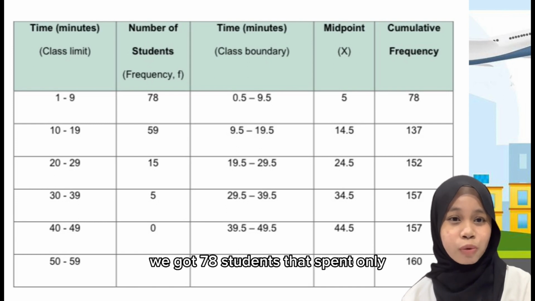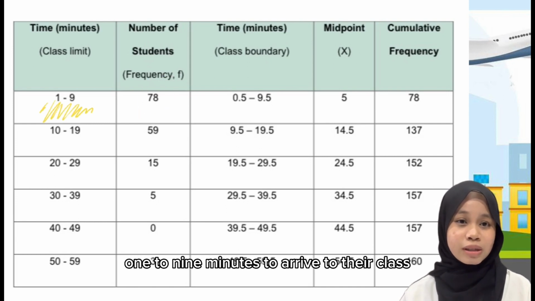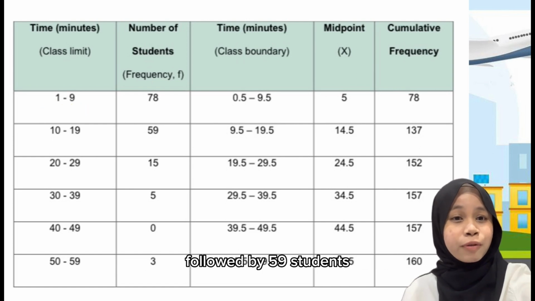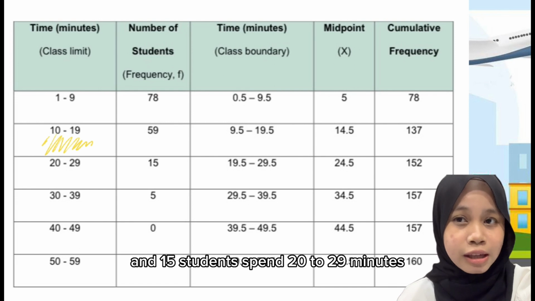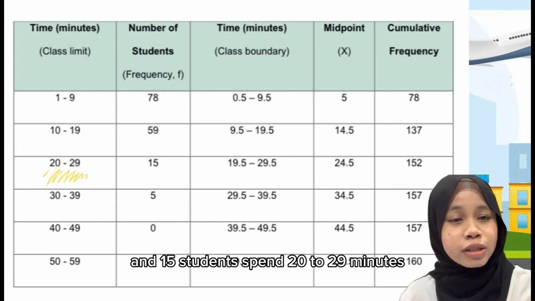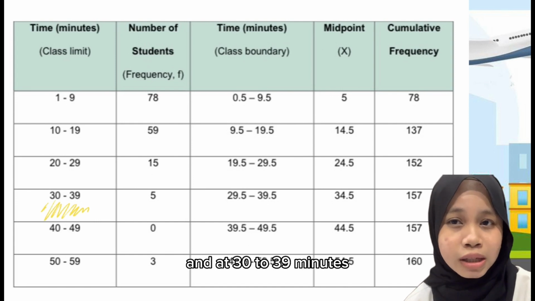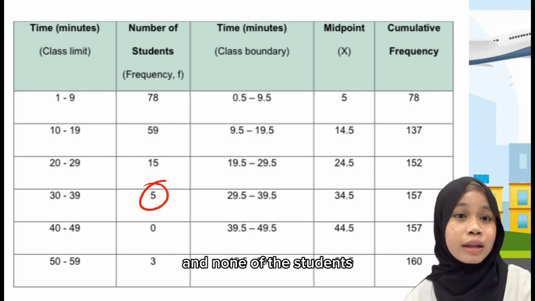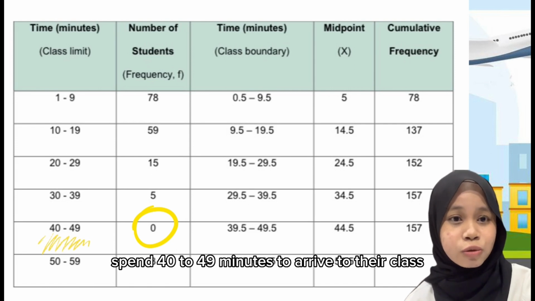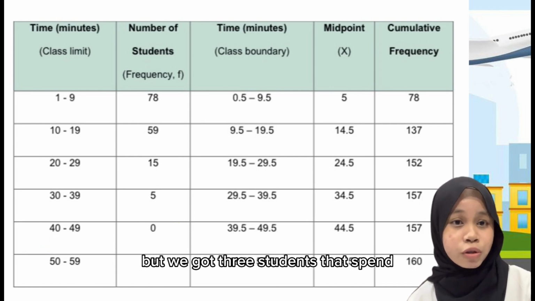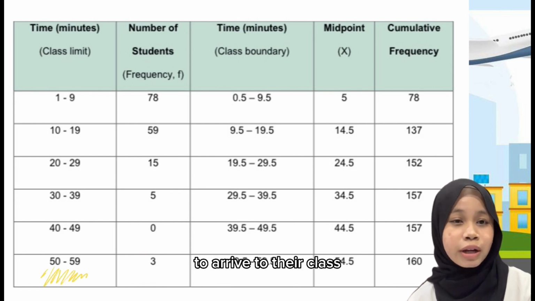Based on the questionnaire, we got 78 students that spend only 1 to 9 minutes to arrive to their class, followed by 59 students that spend 10 to 19 minutes, and 50 students spend 20 to 29 minutes, and at 30 to 39 minutes got 5 students, and none of the students spend 40 to 49 minutes to arrive to their class. But we got 3 students that spend 50 to 59 minutes to arrive to their class.